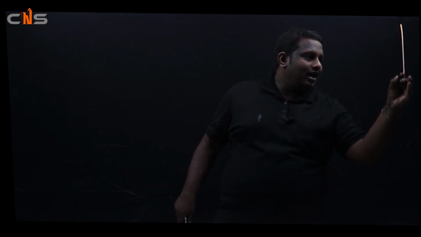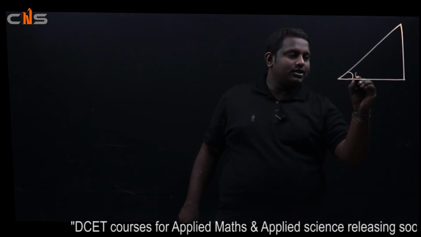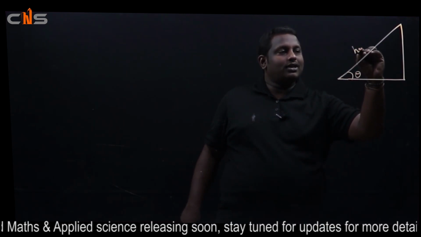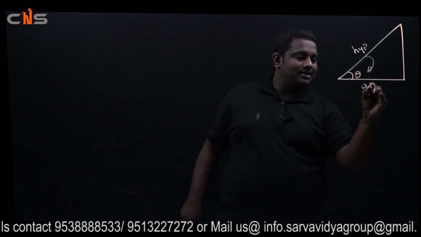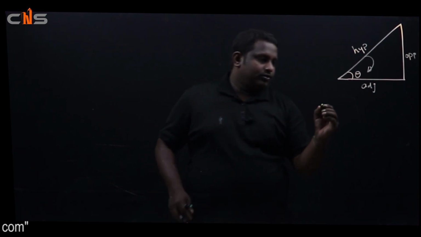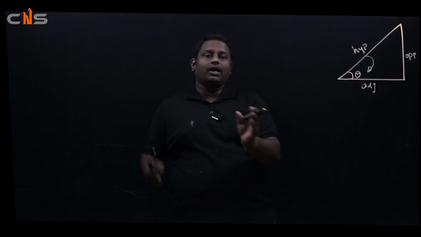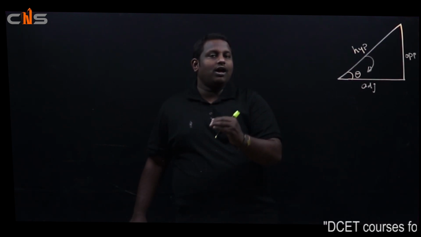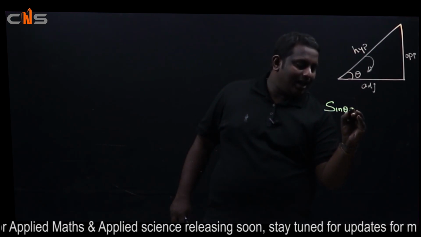So now let us take a triangle and derive ratios of trigonometry. So this is theta, this is called the hypotenuse. Clockwise to this is adjacent and this is opposite. As we discussed, if we know sin theta and cos theta, automatically we can derive all the remaining 4 ratios. First thing is, let us discuss sin theta.